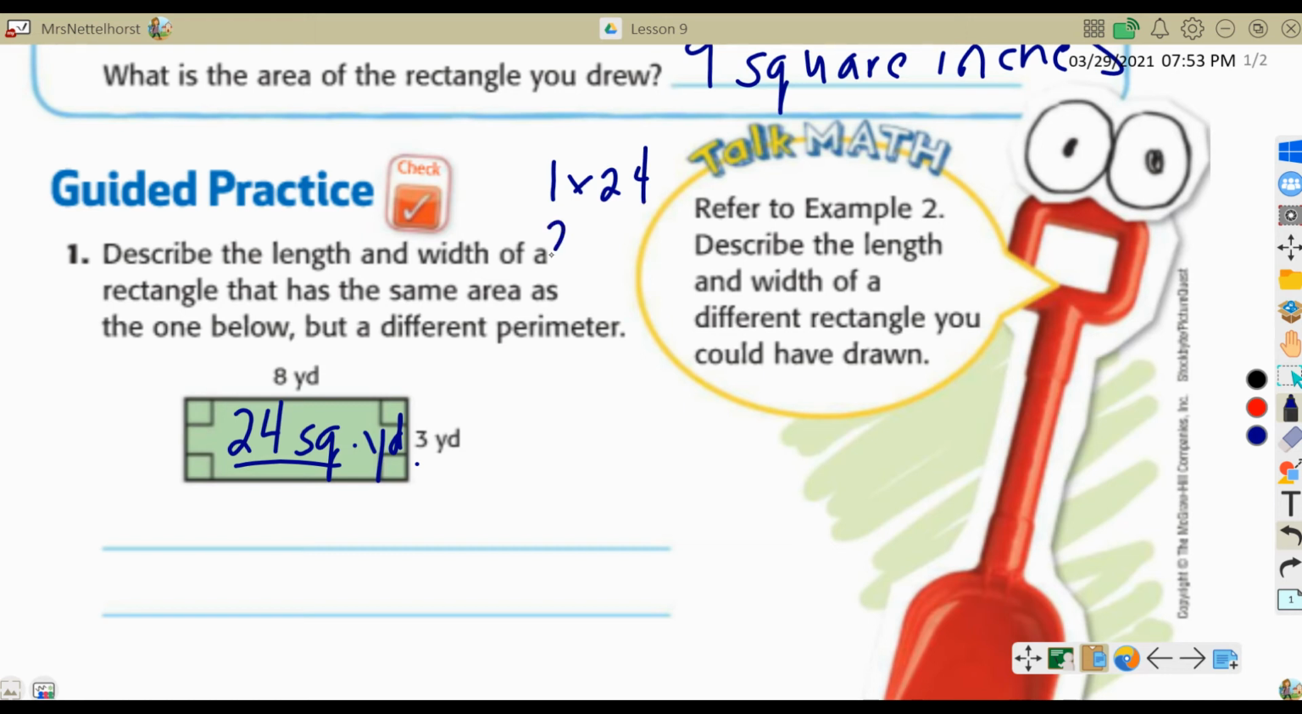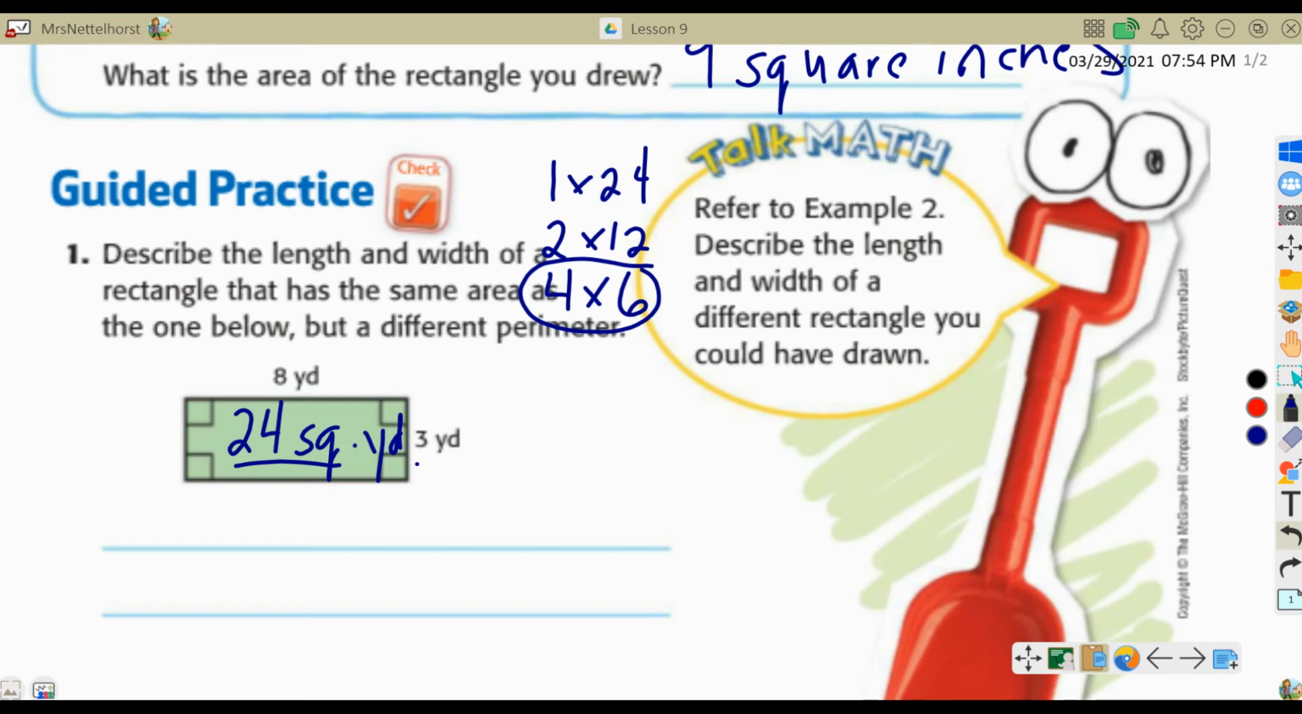You could do a 2 by 12, because 2 times 12 is 24. We already did 3 times 8, so we can't do that. You could do 4 times 6. And then it just starts flip-flopping around. It's just the commutative property. 6 times 4, 12 times 2, 1 times 24. So you can use any of those for your answer. And the perimeter is going to be different. So I'm going to pick 6 times 4.